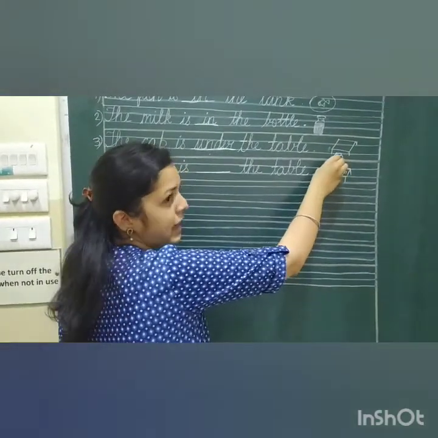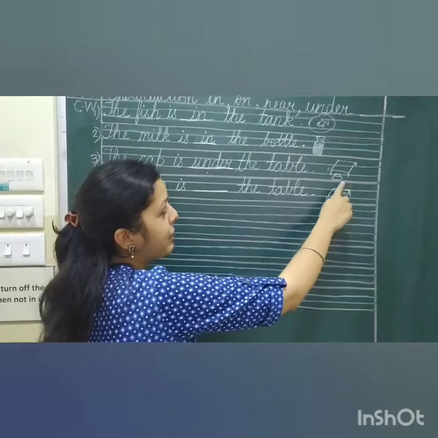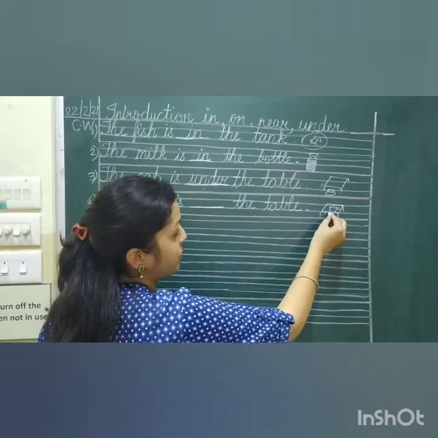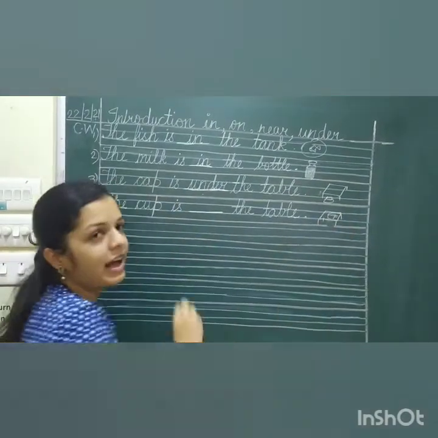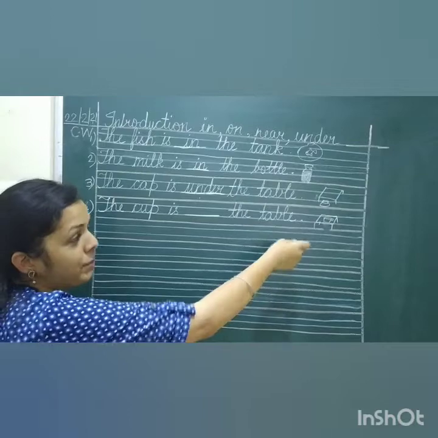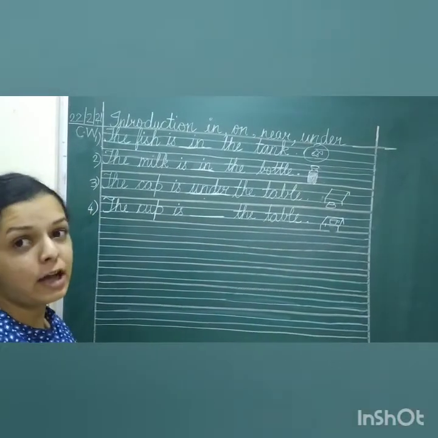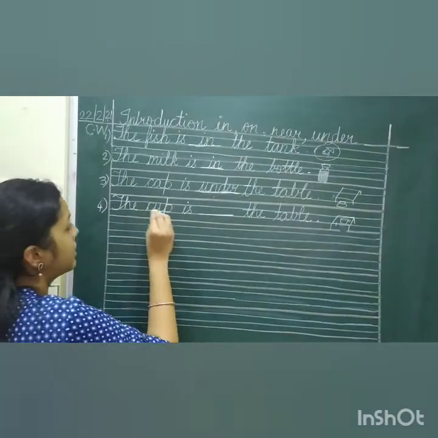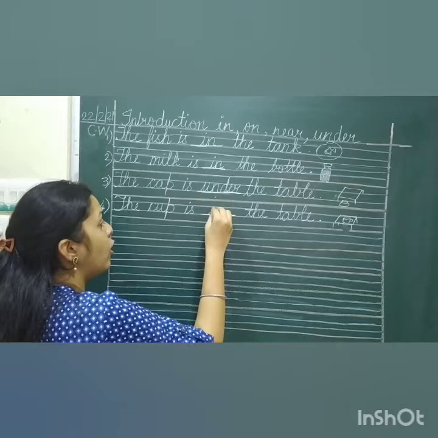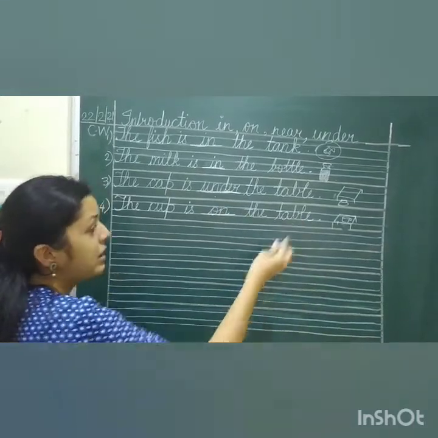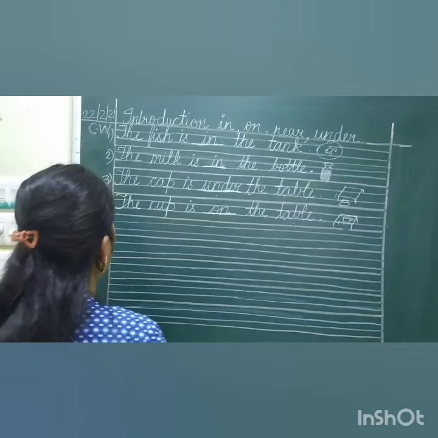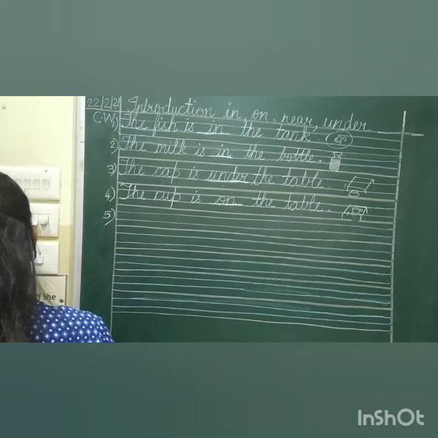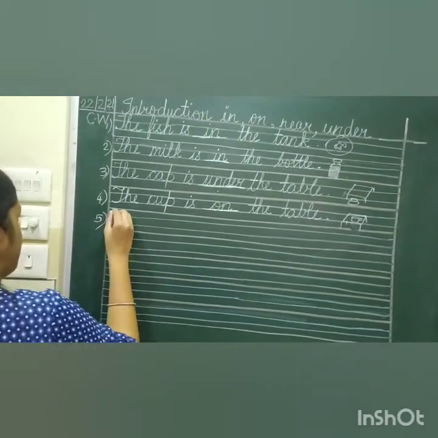Here the cap was kept under the table. यहाँ पे इस पिक्चर में कैप को टेबल के नीचे रखा है और इस पिक्चर में कप को टेबल के ऊपर रखा है. पहले कैप था और अभी कप है. So the cup is kept on the table. So we will write the cup. The cup is O-N, on the table. Table के ऊपर हमने कप रखा है. Okay. And the next question we are going to write is the bat.